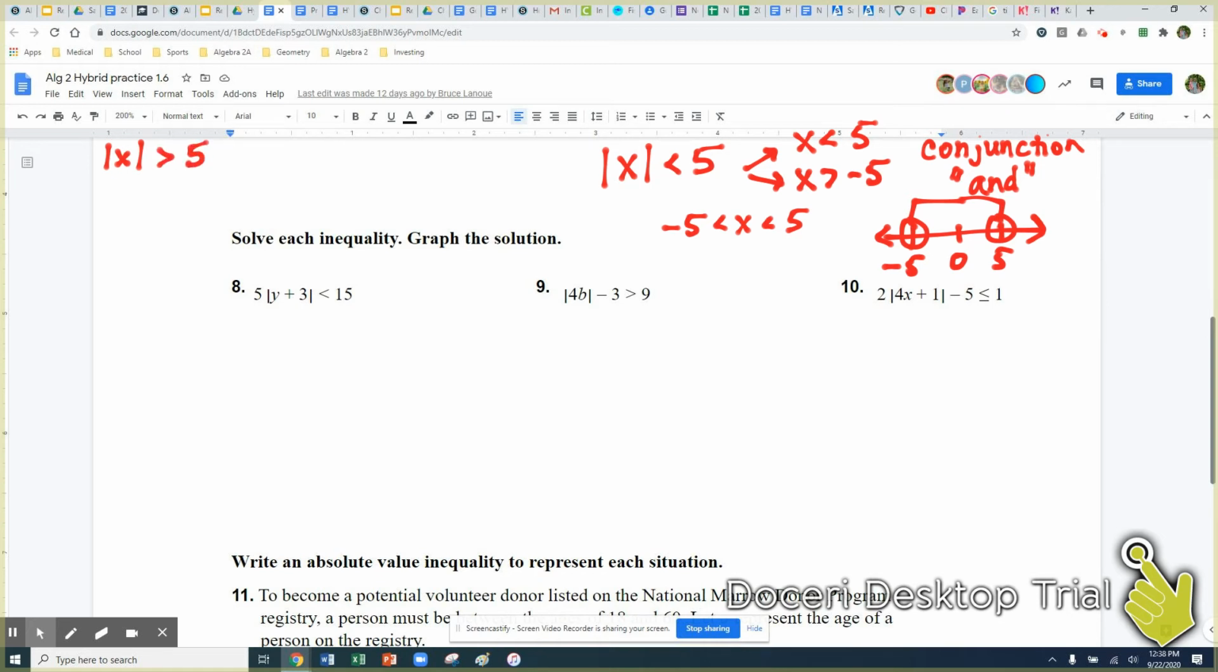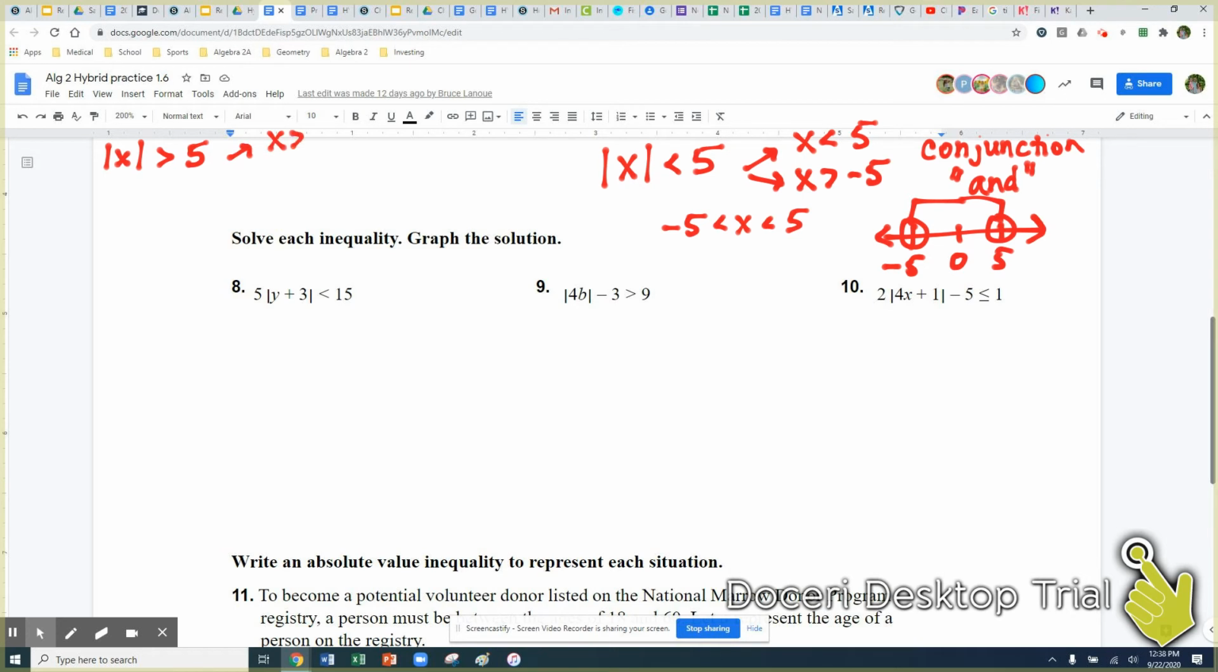Absolute value of x has to be greater than 5. So the distance that a number is from 0 has to be greater than 5. So who can give me just a single number? What's the number that has a distance greater than 5 from 0? 6, 7, 8, okay, so on and so forth. So you're telling me these solutions.